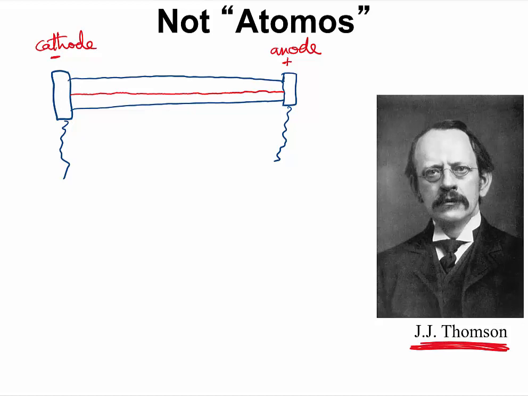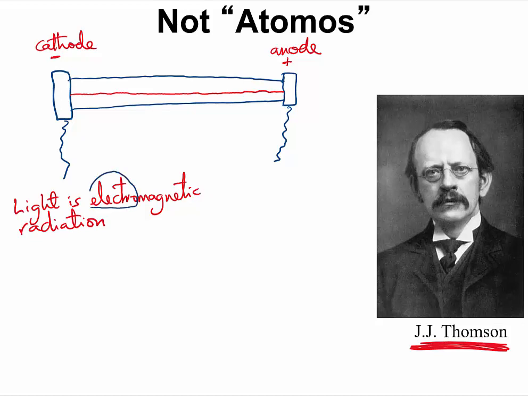As a physicist, J.J. Thomson knew that light is electromagnetic radiation. What does that mean? It means light has an electric field. It also has a magnetic field. The interaction of the two fields generates what is called light.